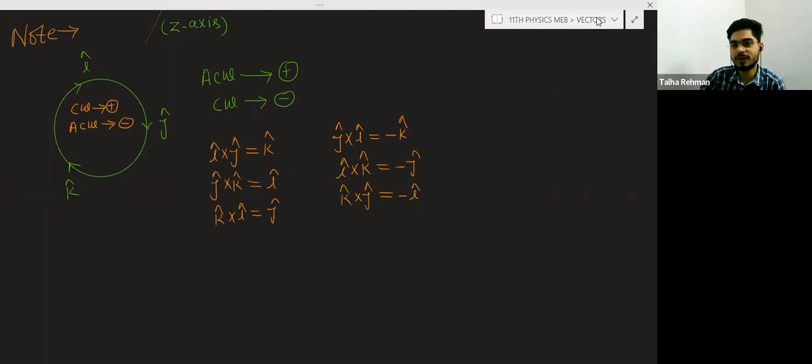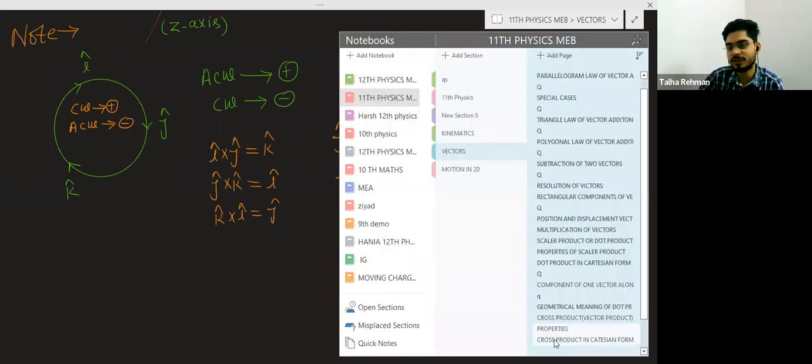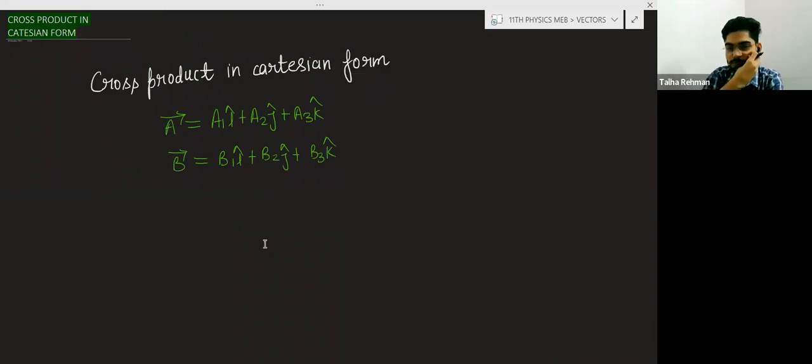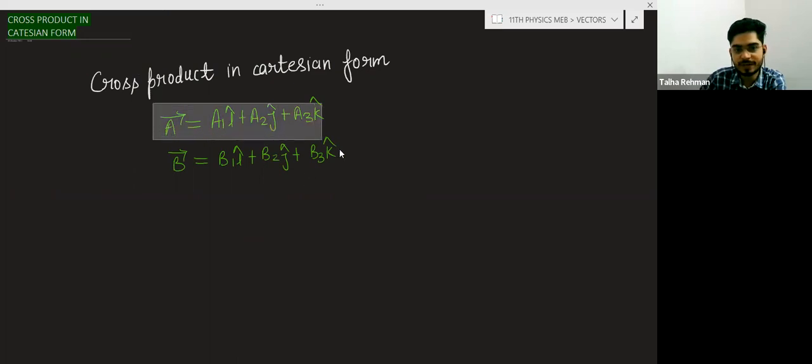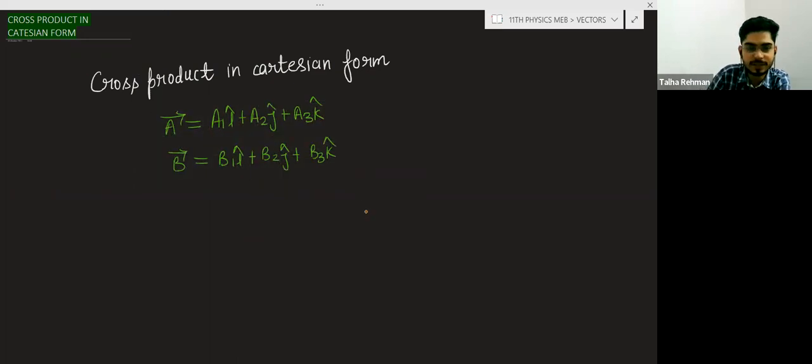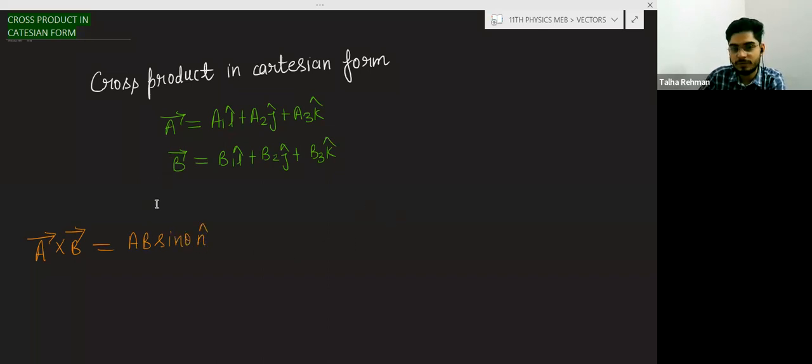Two vectors will be given in Cartesian form, and there is a method to calculate the cross product. One vector is this, another vector is this. There is one method, the modulus method. So I want to calculate A cross B. Now, it will be AB sin theta n cap. We have A, we have B, we can calculate the sin theta also, and we can calculate the n cap also.